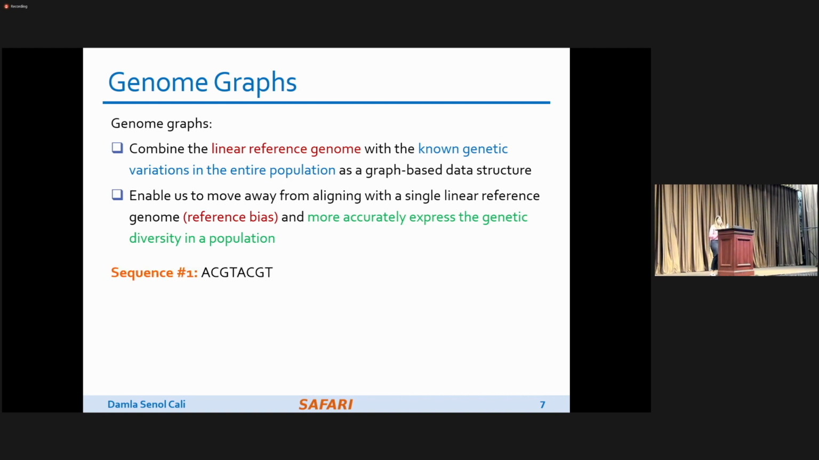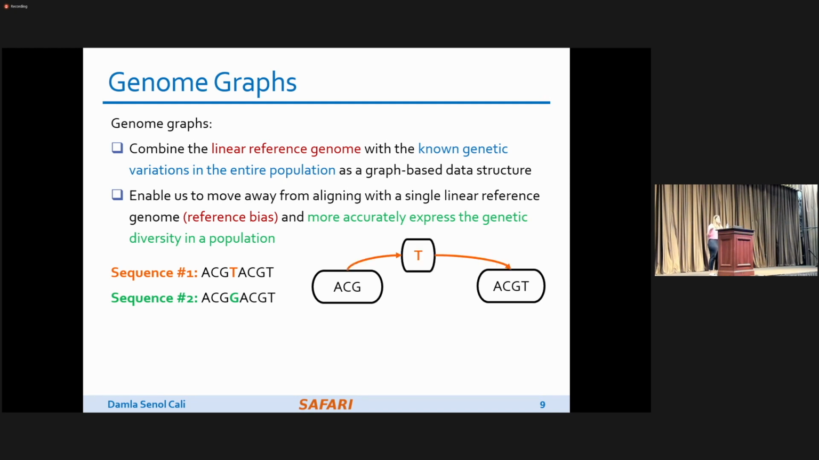Let's look at an example. Let's say this is our starting linear sequence, so we can start with a single node, but let's assume in the population we also have this alternative sequence where on the fourth position we observe a G instead of a T, so there's a substitution. What we can do is divide this node into two nodes for representing the common subsequences, have one path representing the first sequence and have another path for the second sequence.